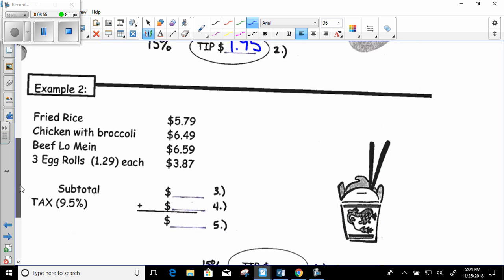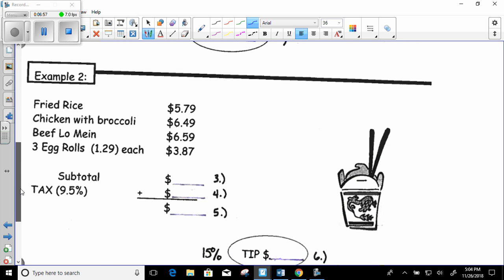Let's look at example two. All right, we have some fried rice, chicken with broccoli. That's my favorite, beef lo mein, and 3 egg rolls. So we're going to get a subtotal. So we're going to add those all up on our calculator. We're going to get a subtotal of $22.74. Now the tax is 9.5%.